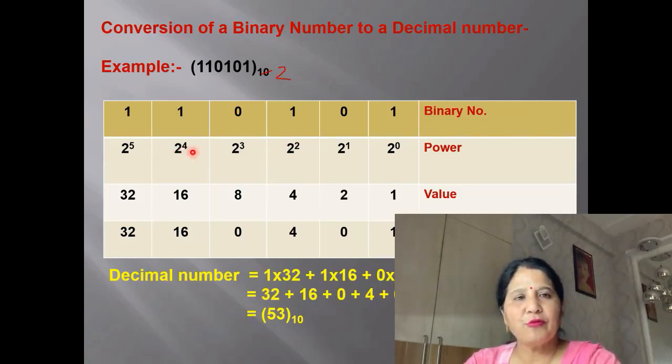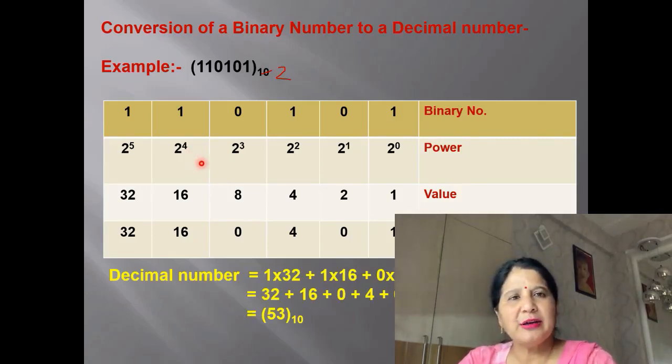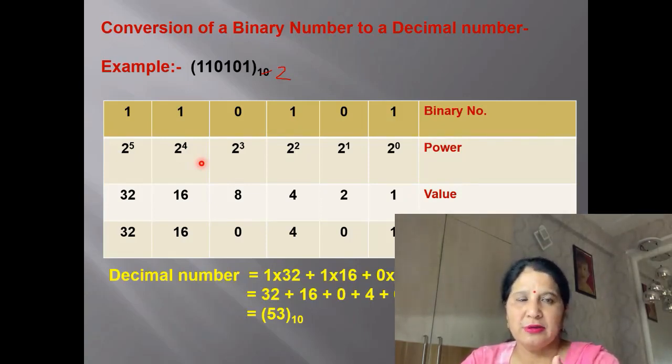Same way, 2 power 4. 2 power 4 means we will multiply 2, 4 times. We will not multiply 2 multiply 4, which would give 8. No. We will multiply 2, 4 times: 2 multiply 2 multiply 2 multiply 2.